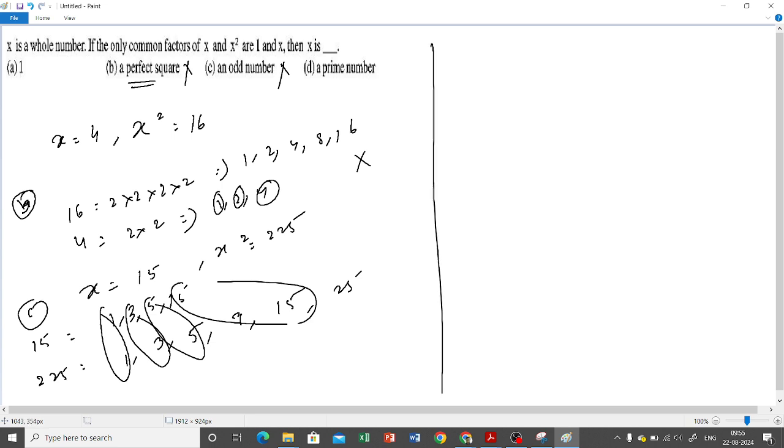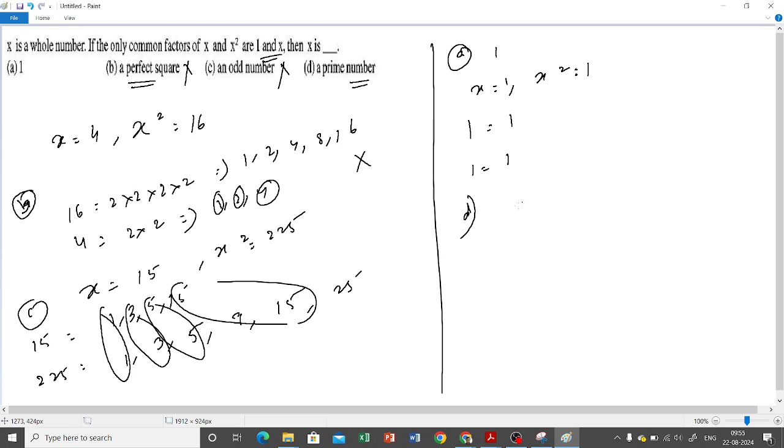Let's test A. I should have tested A first. Now x is 1, x square is also 1. Factors of 1 is 1 only, and factors of 1, that is also 1. Now it is given 1 and x. So here this is satisfying this condition, but I need to test this also.